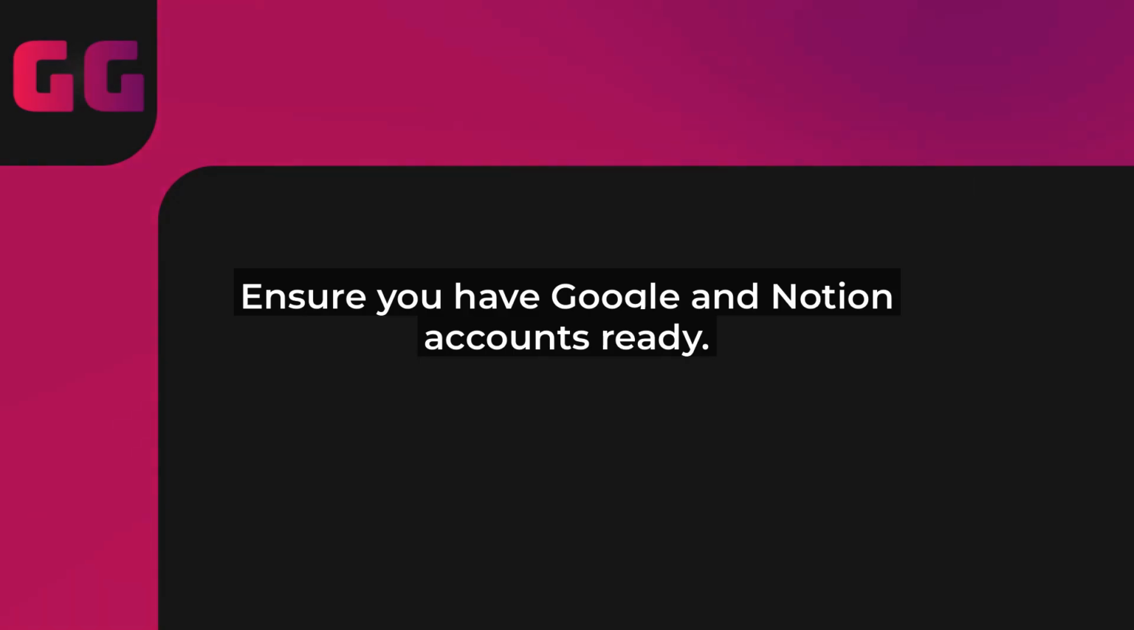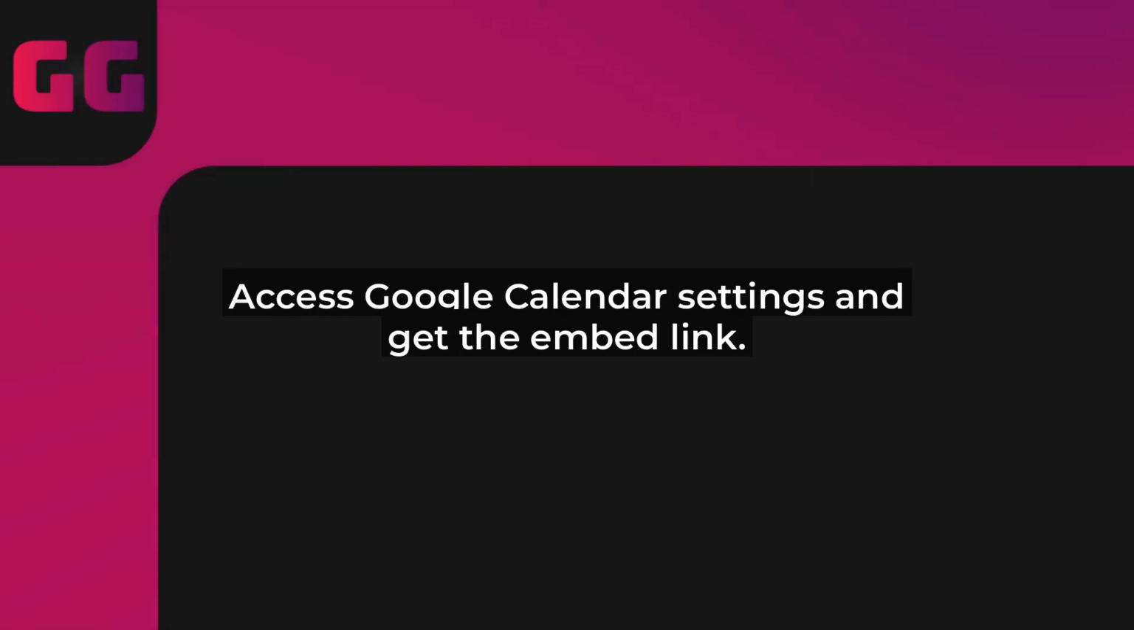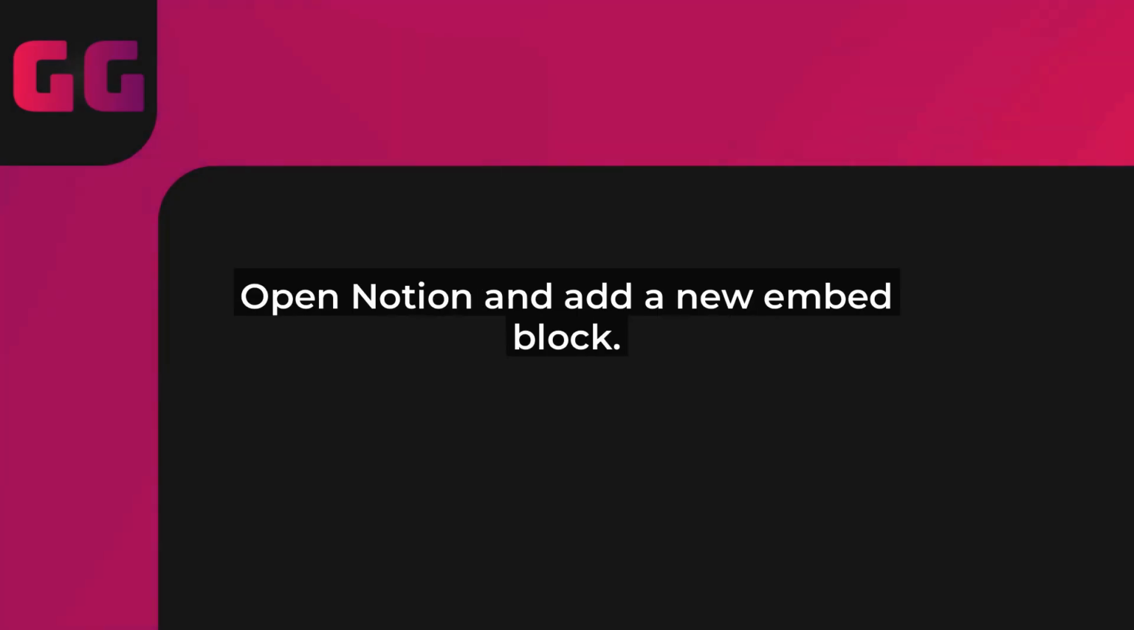First, ensure you have a Google account and a Notion workspace set up. Start by heading to your Google Calendar on a web browser. Click the gear icon in the top right for settings, then navigate to the Integrate Calendar section. Here, you'll find an option to generate an embed code or iCal link. Go ahead and copy that.